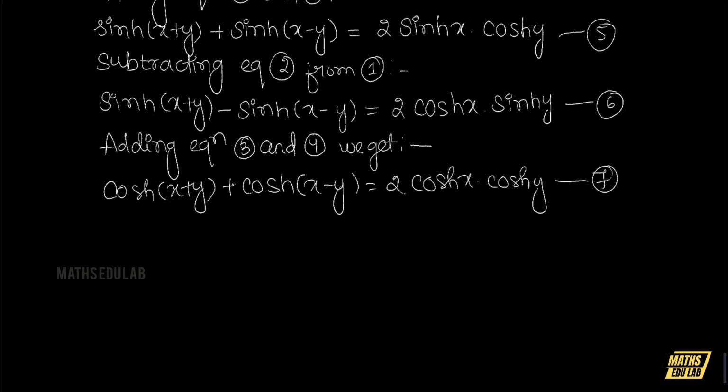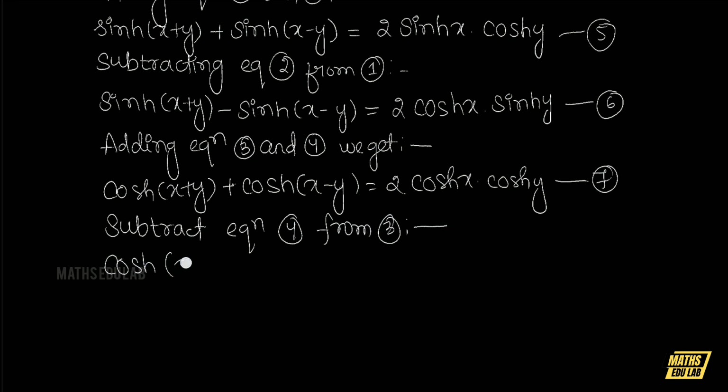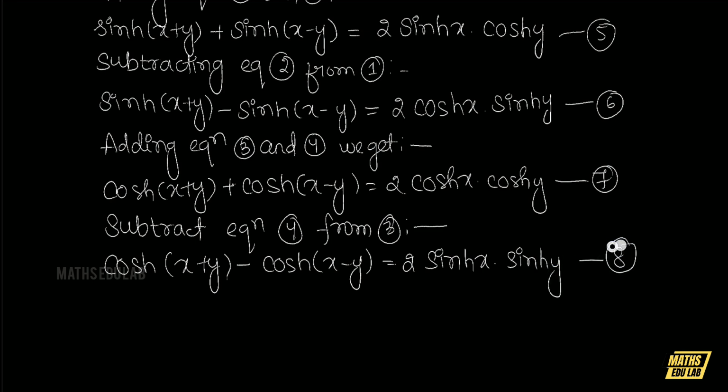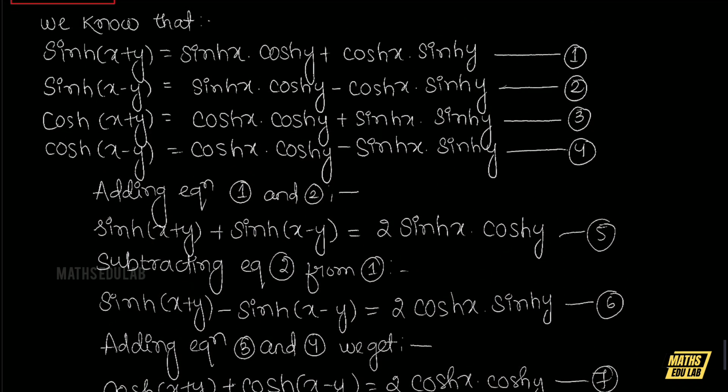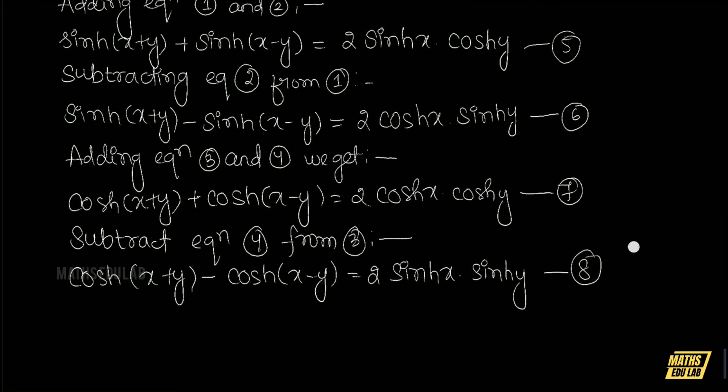Let's go for the subtraction part of the third and fourth equations. Subtract equation 4 from 3. Then we get cosh(x+y) minus cosh(x−y), which is equal to 2 sinh x sinh y. So this is our eighth equation. These are the equations which we got on adding and subtracting equations 1, 2, 3 and 4. We got these equations 5, 6, 7, 8.